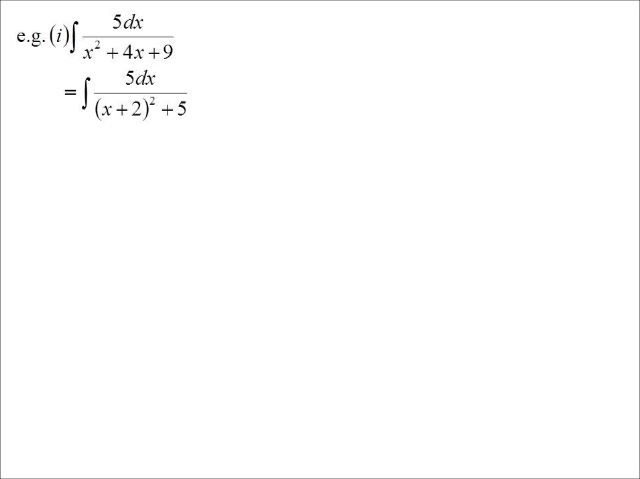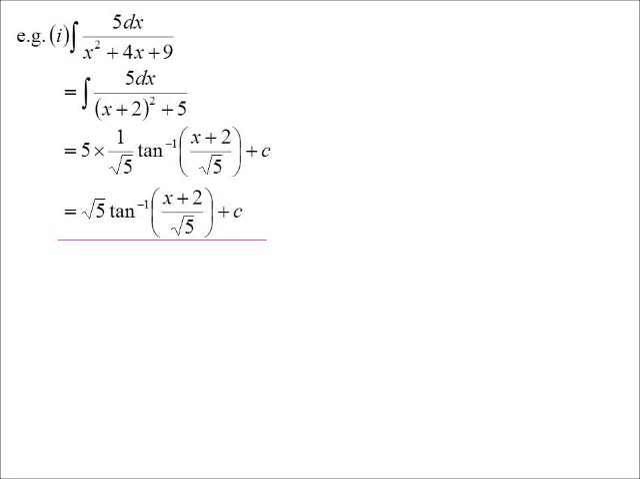But that's an inverse tan. So we get 1 on a, we said a was the square root of 5, inverse tan of x, we said x was x plus 2, over a, we said a was the square root of 5. So there's our answer, and we just tidy up the coefficient there. We've got 1 over the square root of 5, inverse tan, x plus 2 on the square root of 5.